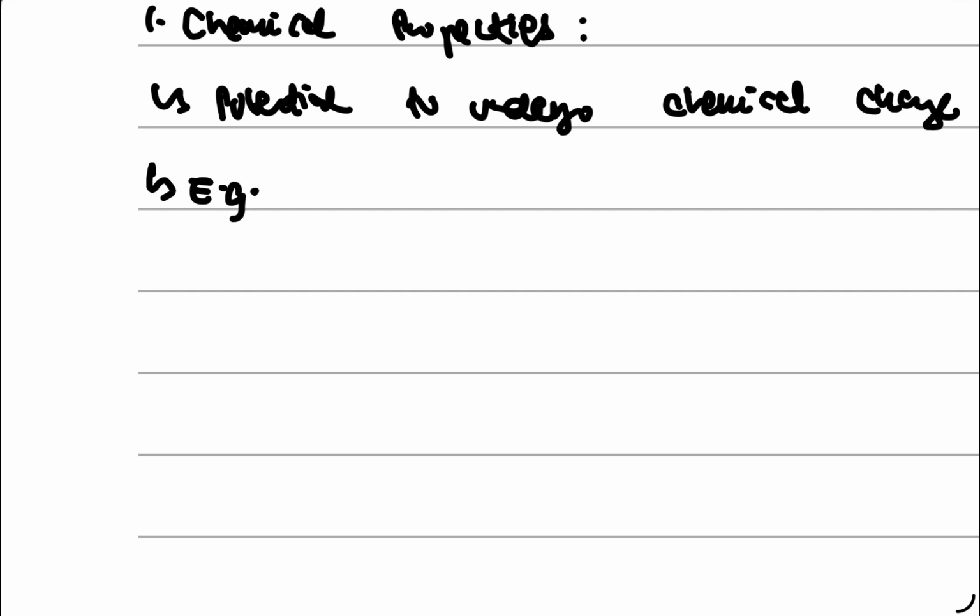So examples of chemical properties could be the acidity of something. You can only really measure that once you change the composition a little bit. Toxicity as well, even the flammability, you know, even solubility.